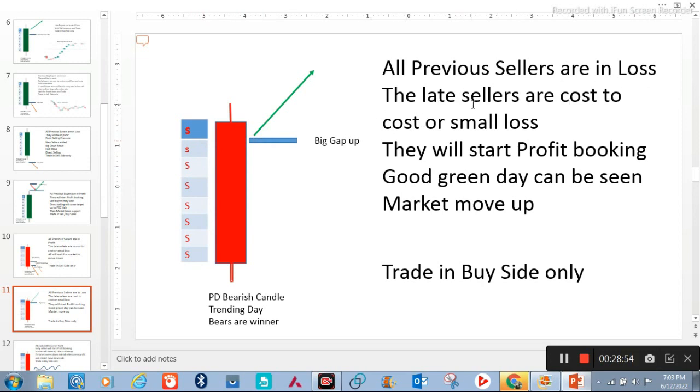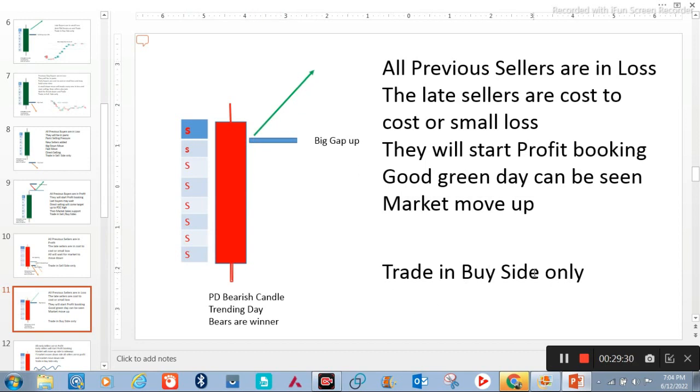The late sellers are cost to cost or a small loss. They will start profit booking. It is a very good day, a good green day can be seen. Market will move up. Everyone will be in panic and start their loss booking. So market will move upside in this scenario.